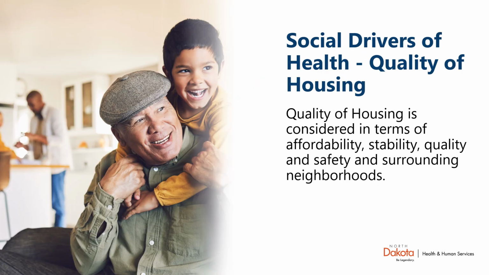Discussing the quality of housing, it is helpful to consider it in terms of affordability, stability, quality, and safety in surrounding neighborhoods, as each of these has the potential to influence health outcomes. Housing quality is a physical condition of the individual's home as well as the quality of the social and physical environment in which the home is located. It is fundamentally influenced by the home design, structure, as well as location.